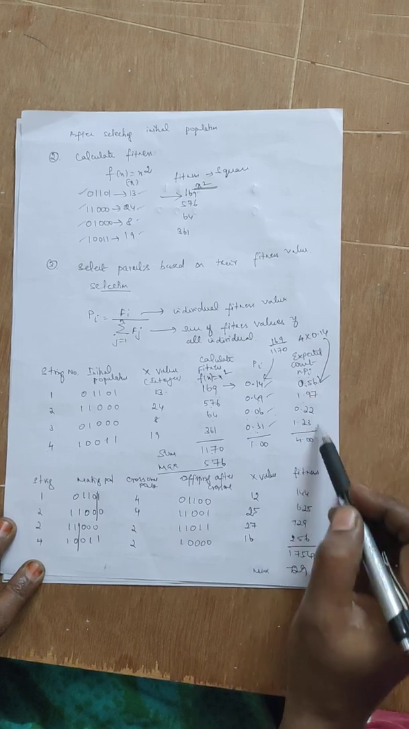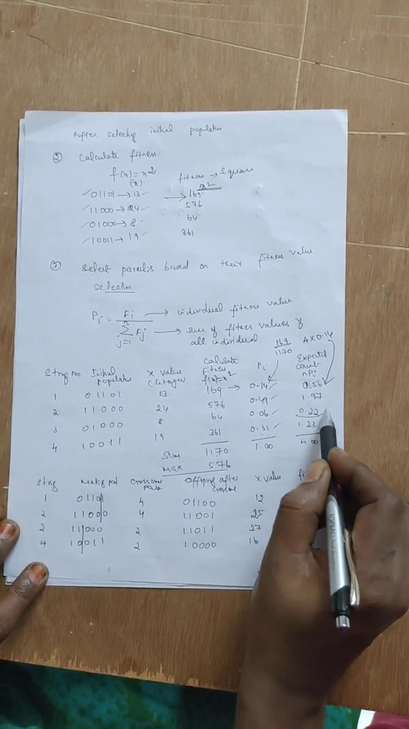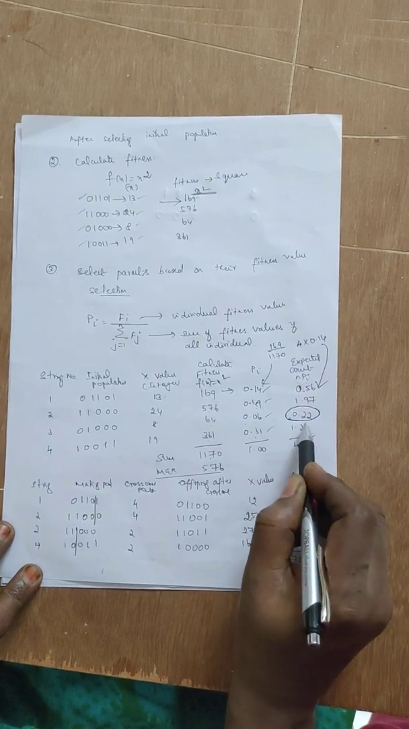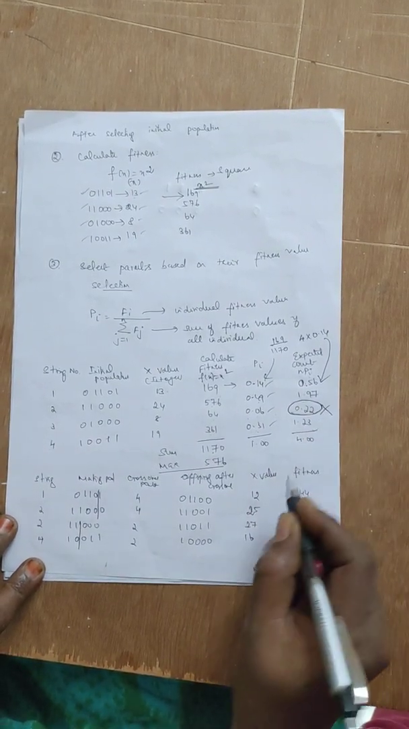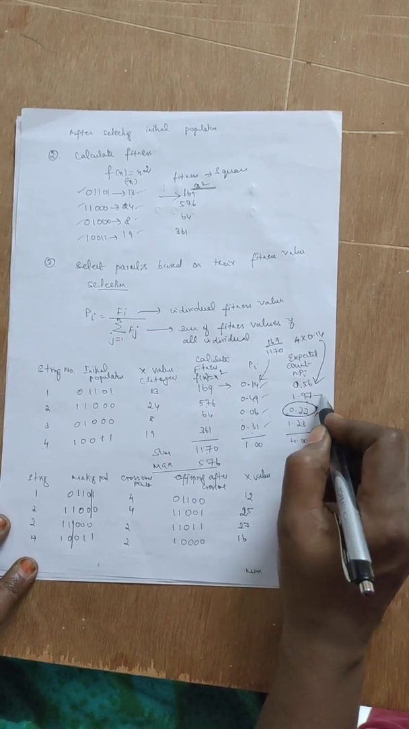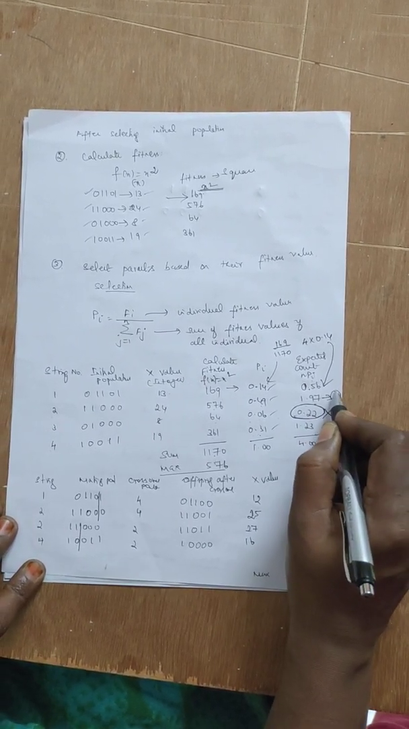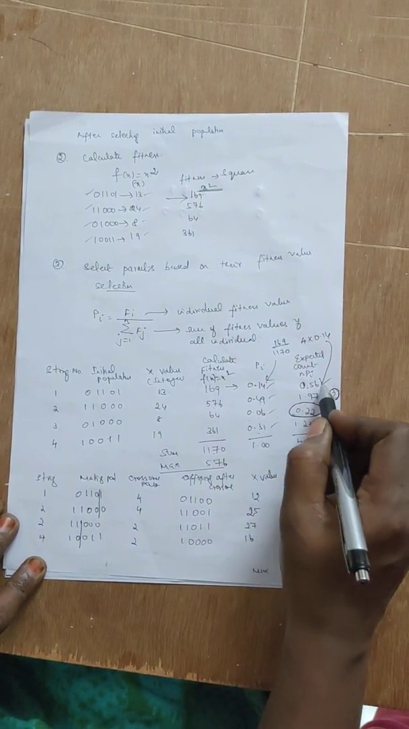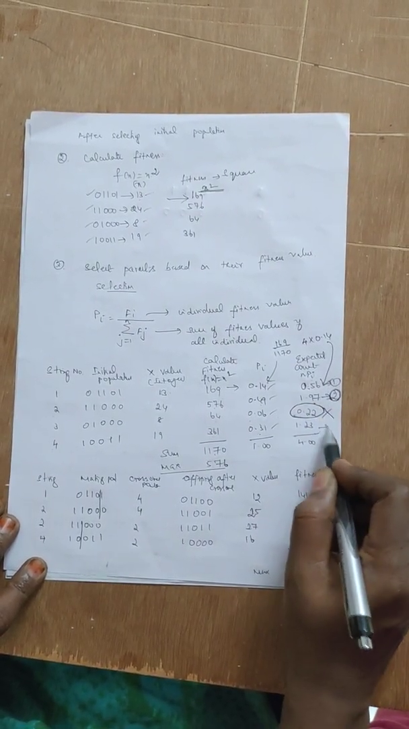So look at this expected count. The third string has the least expected count value 0.22, so this string got eliminated. The second string has the highest expected count, so this string will go to the next generation 2 times. This string 1 time. This is also 1 time.